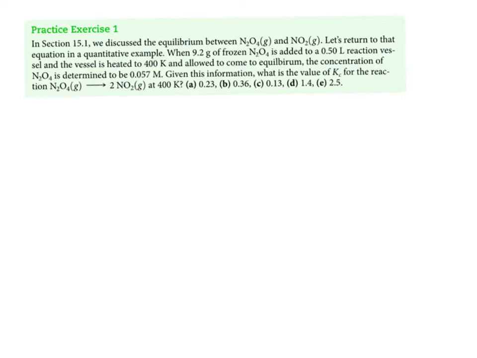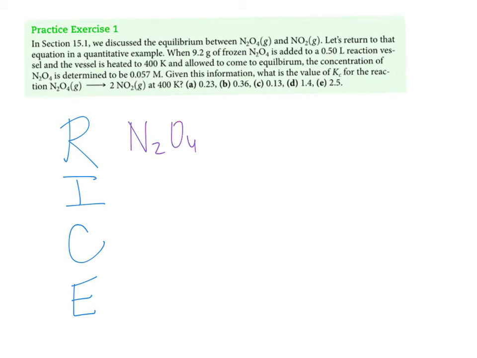Okay, so the first thing, we're asked about equilibrium and we're asked to calculate K. So we're going to create a RICE table. We're going to have a reaction, an initial concentration, a change in concentration, and our concentration at equilibrium. And we can put our reaction right here. Let's do it in purple. We have N2O4 going to 2NO2.